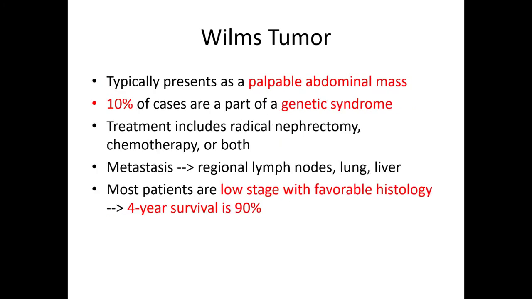They typically present with a palpable abdominal mass, and around 10% are associated with genetic syndromes, and we'll talk a little more about that in a bit. Treatment is radical nephrectomy, chemotherapy, or both. They can metastasize to regional lymph nodes, to the lung, to the liver. Most patients are low stage with favorable histology, and overall the 4-year survival is around 90%.